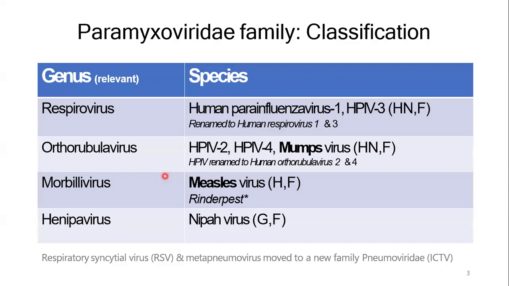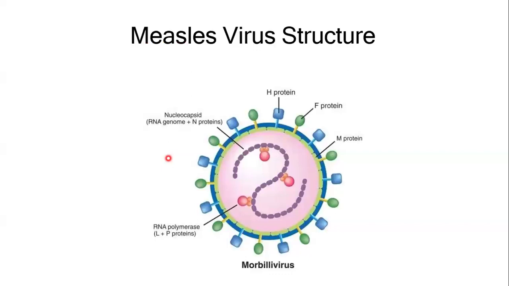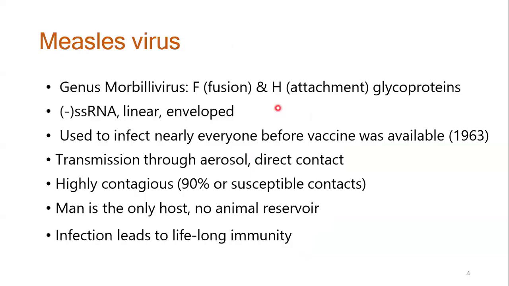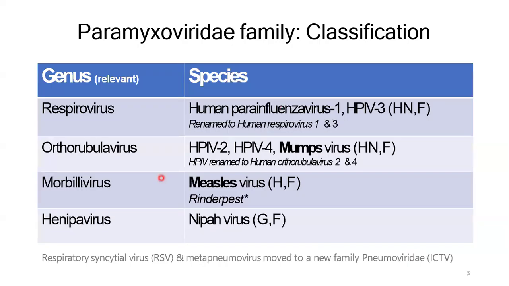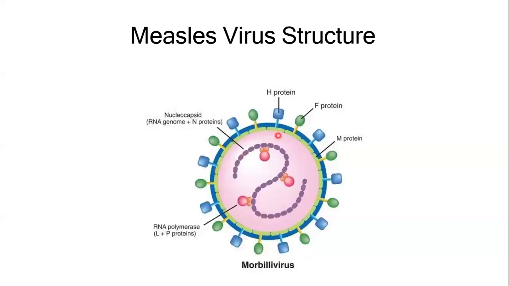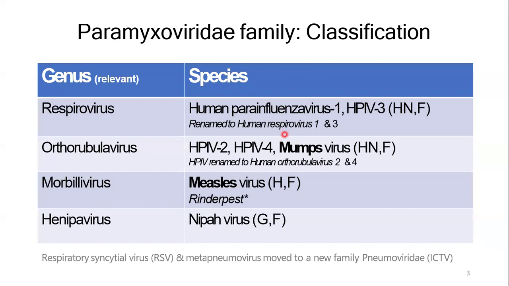So I'm going to show you a picture here. The H protein, the one I was saying, this measles virus has the H protein, and we said the H protein is for hemagglutinin. You'll see another virus has HN, hemagglutinin and neuraminidase, and another virus has neither of these attachment proteins. Then the F protein, which is for fusion, as you can see in measles, it also has the F protein.